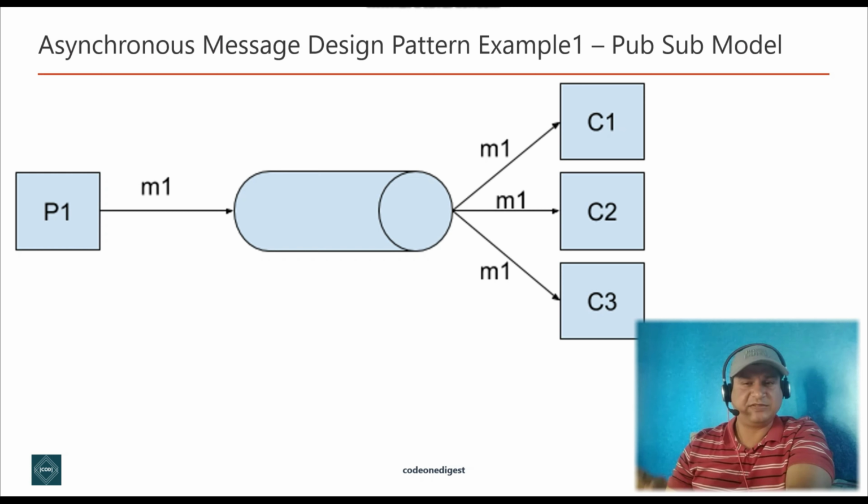Let's discuss this with an example on your screen. In this example, publisher P1 is sending message M1 to a channel and all subscribers C1, C2, C3 have subscribed to this channel. Hence, all subscribers will receive the message M1.